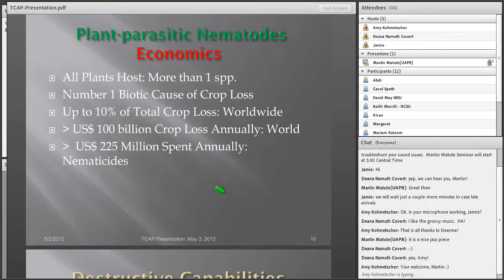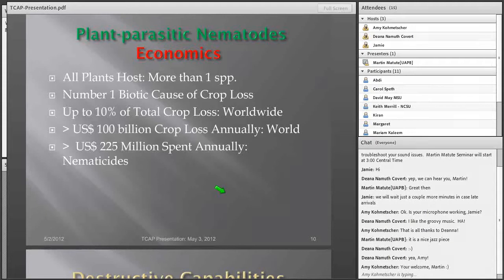Then now let's move to the economics of plant parasitic nematodes. As I probably mentioned earlier, there's scarcely any plant which does not have its own share of plant parasitic nematodes. And this is very, very true, more so for crop plants. Actually, plant nematodes compete with growers in terms of what they can get from these selected crop plants. And plant nematodes are the number one biotic cause of crop loss the world over.